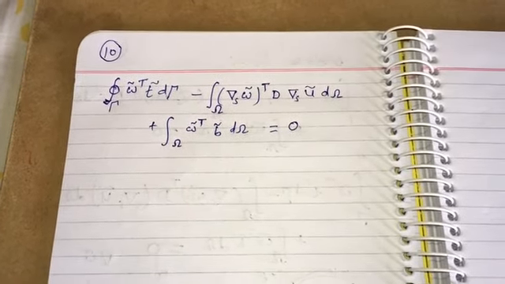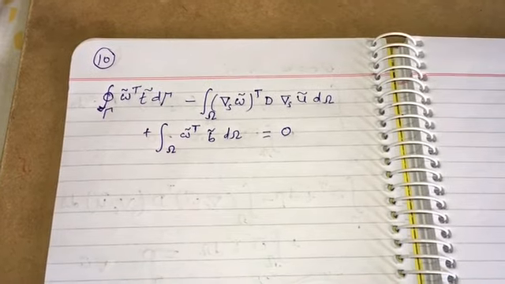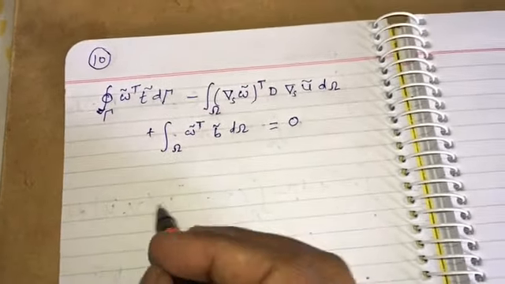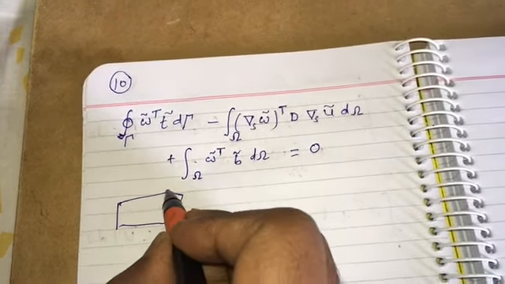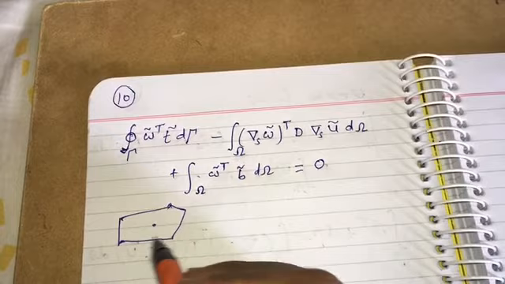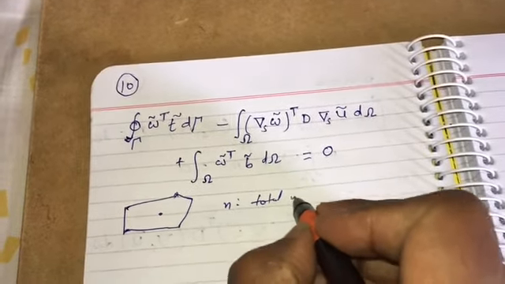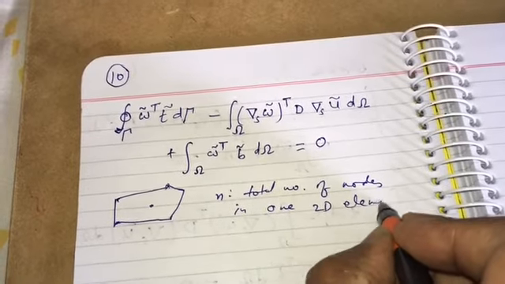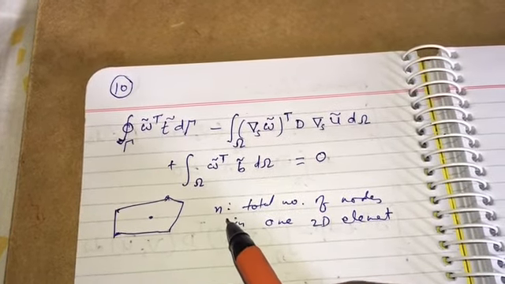Today we are going to add more details in terms of W and U being functions of X and Y through the shape functions. So for a general element, it could be any number of nodes. Here I have a 6-node 2D element, but it could be even more. So let's say n is the total number of nodes in one 2D element. This is a general purpose derivation we are doing.